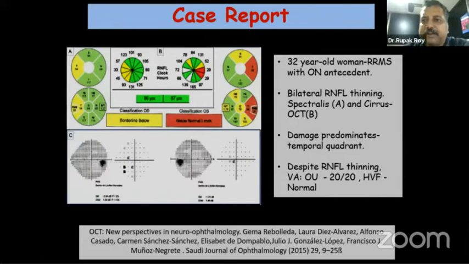This is a 30-year-old woman with an optic neuritis incident. If you see, the Spectralis and the Cirrus both show bilateral RNFL thinning, with damage predominant in the temporal quadrant. So here we see the efficacy of imaging. The patient has RNFL thinning even when the visual acuity is 20/20 and the visual field is normal.